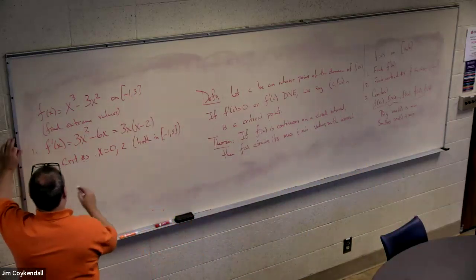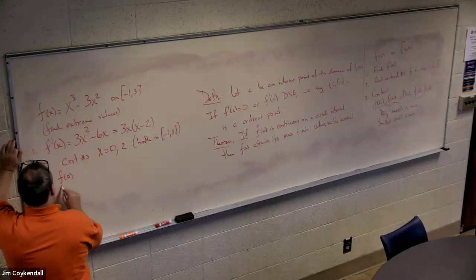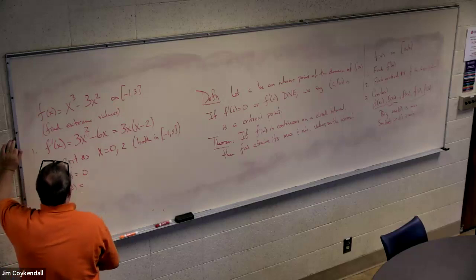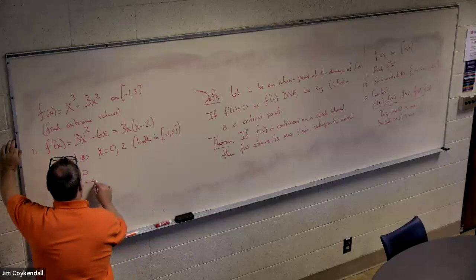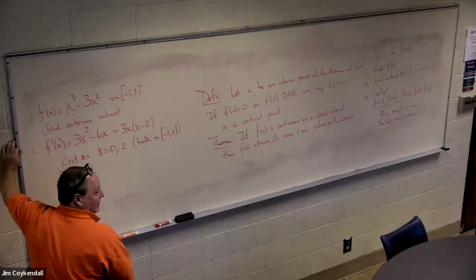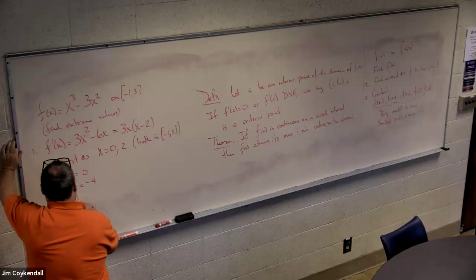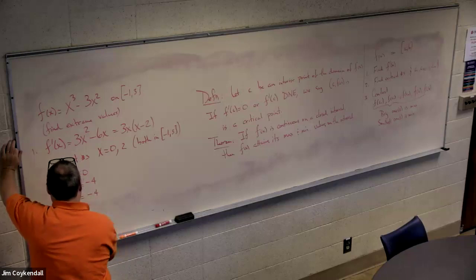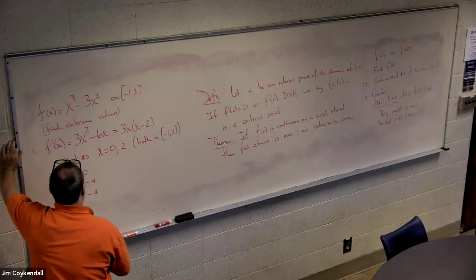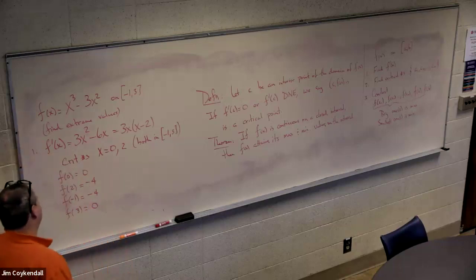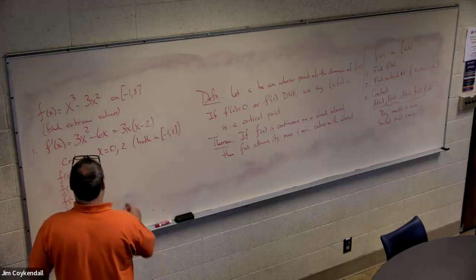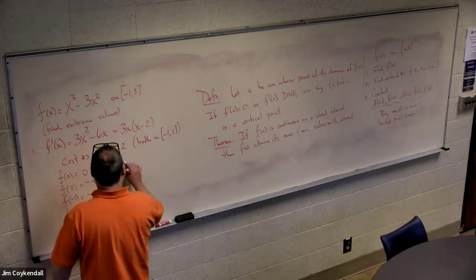Now, plug in with confidence. F of 0 is 0. F of 2 is -4. And I'm going to check the endpoints. F of -1 is -4. And F of 3 is 0. Huh. Max, min.